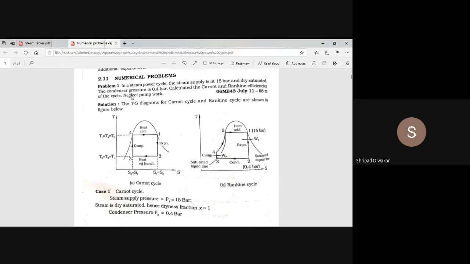Neglect pump work means you do not need to calculate the pump work. Directly you have to calculate WT. So net work done divided by heat supplied. Net work done is WT minus WP. WP is 0 because they have given in the problem to neglect pump work.